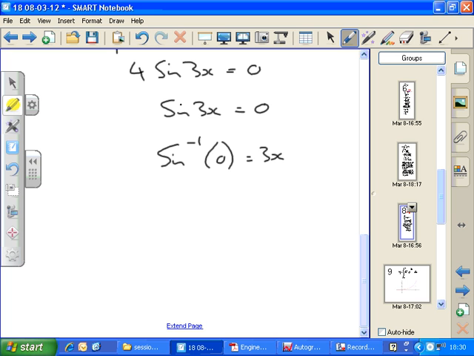Okay, I'm getting myself in a bit of a muddle here. The sine of 3x is 0. So what angle gives 0? It will be 0, won't it? Yeah, it will be 0, but also other angles.